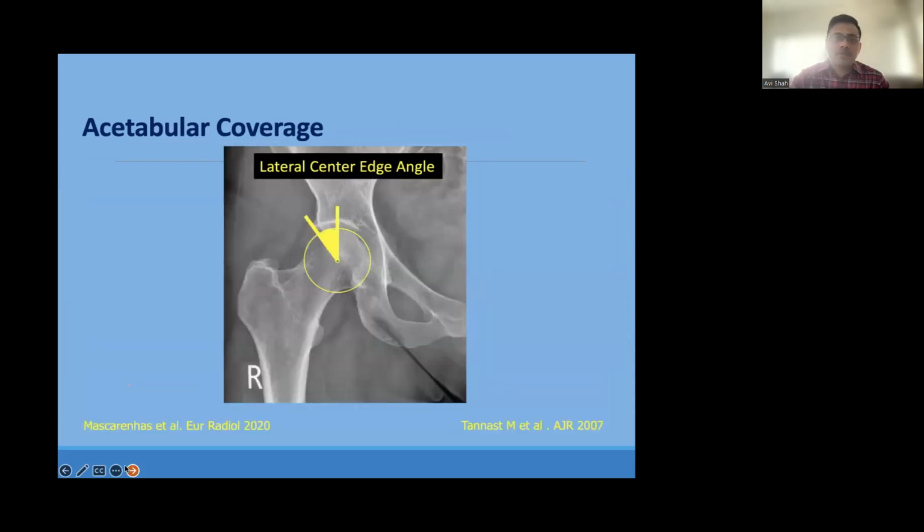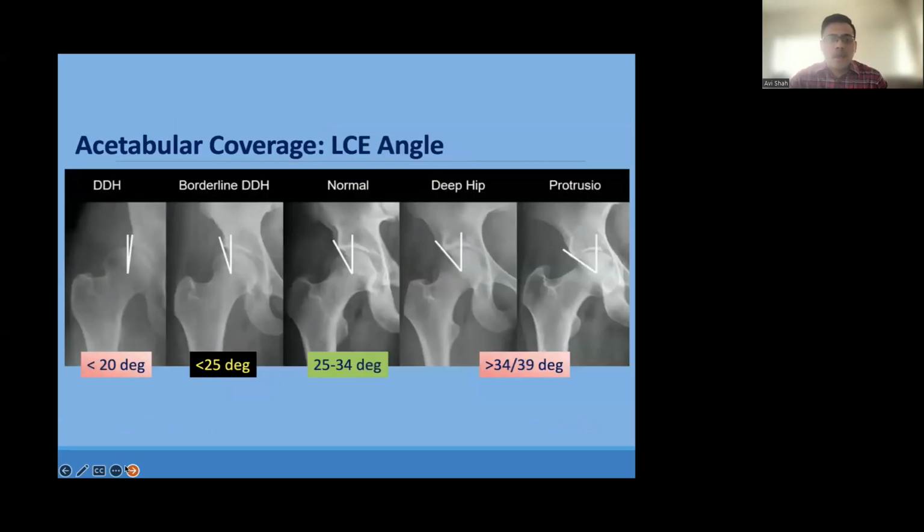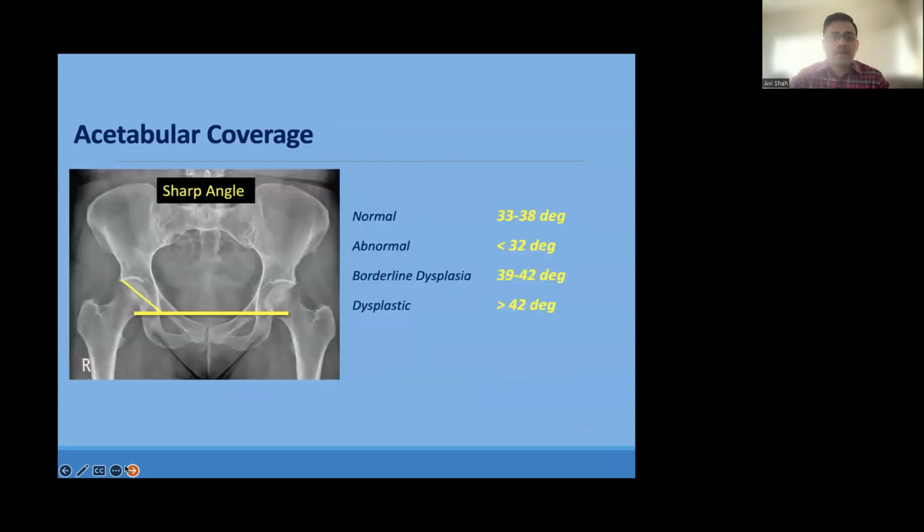Acetabular coverage, we look at the lateral center edge angle: the center of the head to midline, and an angle to the tip of the lateral edge of the acetabulum. Around 25 to 34 degrees is the normal angle that we need. Anything less than that is going towards dysplasia, and less than 20 is severe dysplasia. And if your angle is more, that is going towards a deep hip.